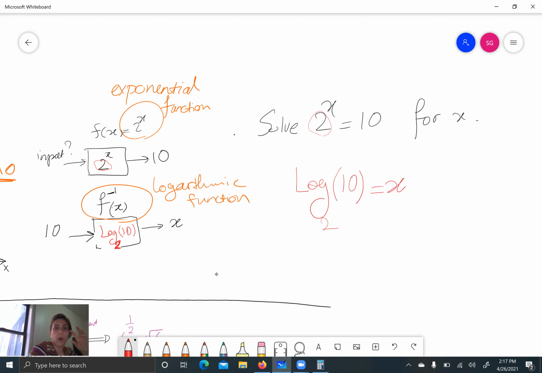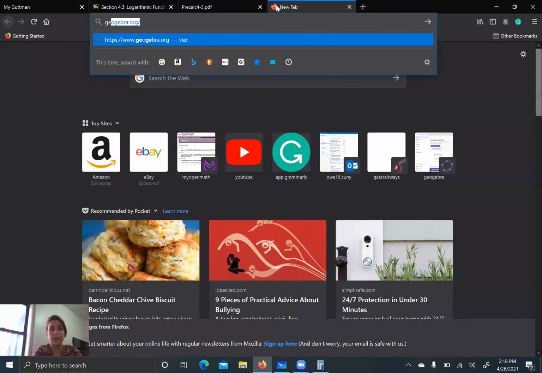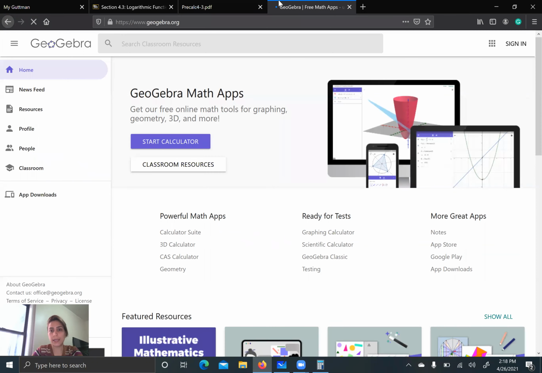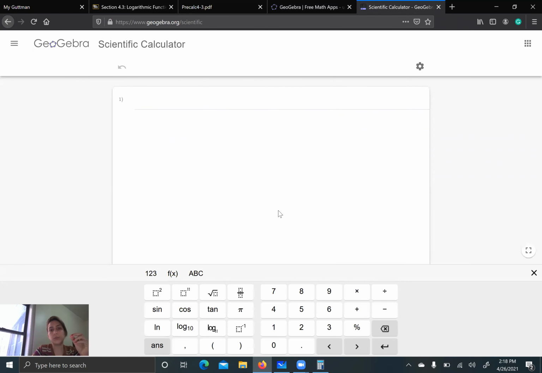So the answer, the power, the exponent that we are looking for, is just the logarithm of 10 to the base of 2. If we can calculate that, then we are done. And in fact, you can do that by calculator. So let me show you. If you don't have a scientific calculator, you can go to GeoGebra to use the free scientific calculator. So here we want to calculate.